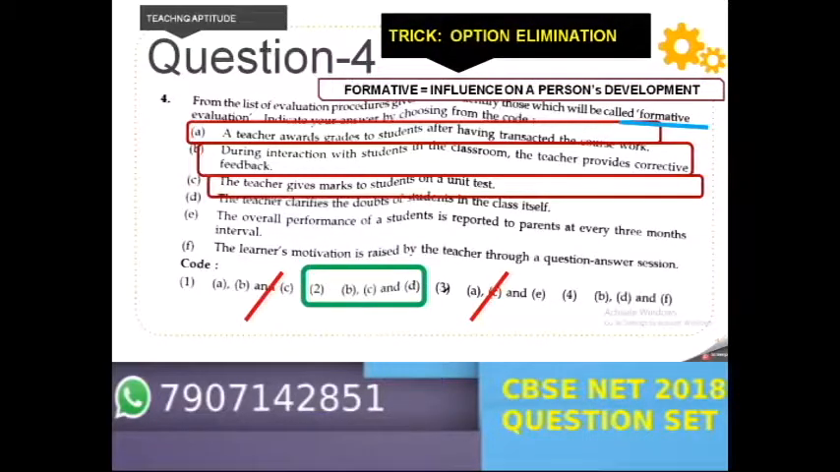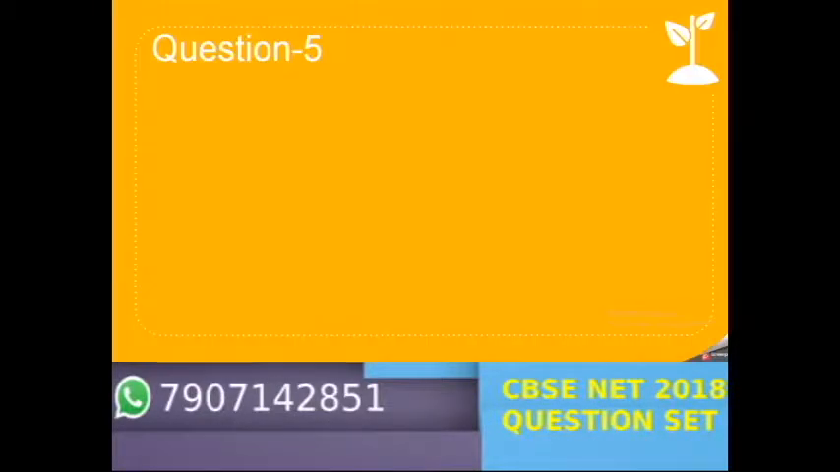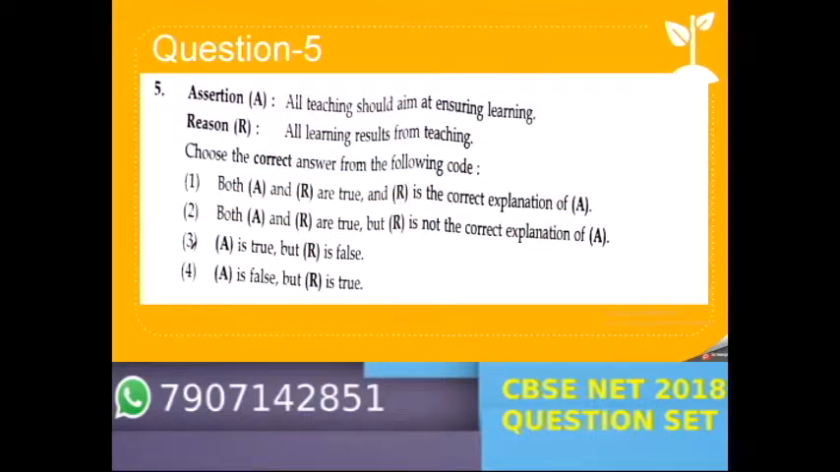Let's discuss one more and the last question in the question paper, the fifth type of question in your CBSE NET teaching aptitude paper, that is assertion and reason. They are giving you statements like the assertion here, all teachers should aim at ensuring learning, and the reason, all learning results from teaching. Both statements they will give you, and you have to find the correct answer out of 4 choices. Options like: first, both A and R are true and R is the correct explanation of A, and second, A and R are true, but R is not the correct explanation of A. Likewise, you are getting 4 options.